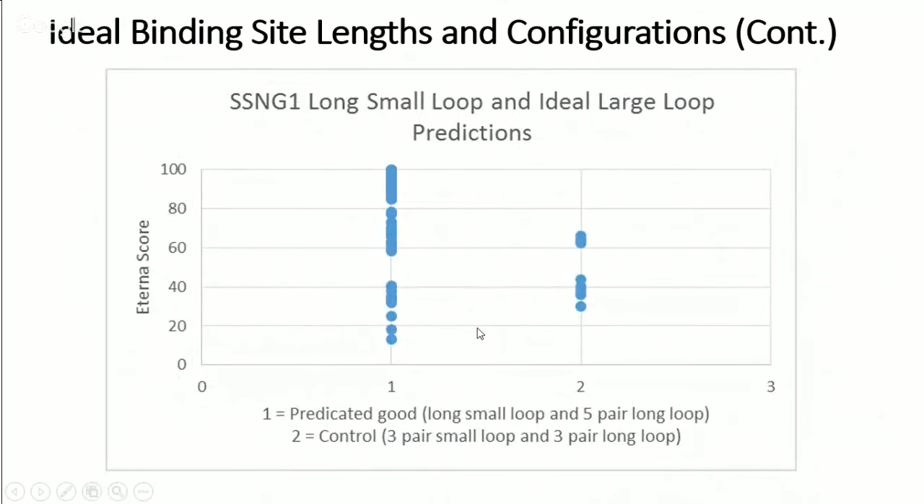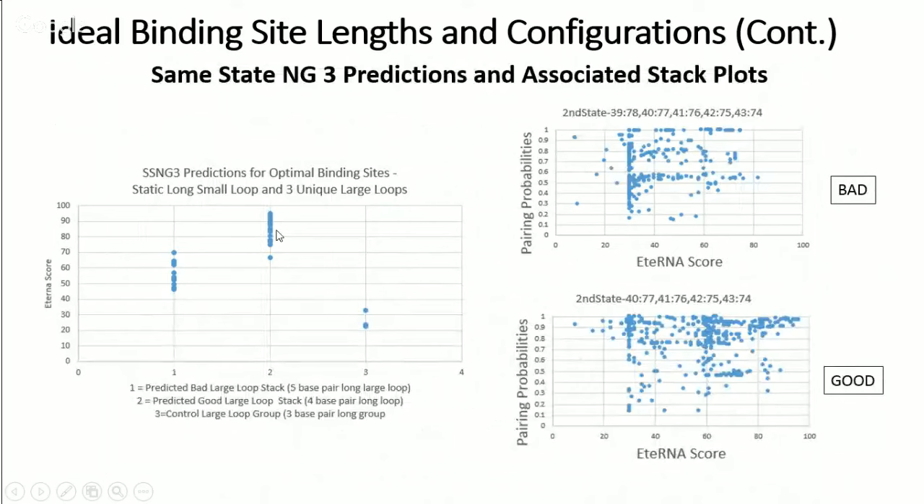For the same state, NG1, once again, has really good designs in the 100s. Same state NG2, once again, scores in the 100s. Same state NG3, predicted good, it does really good. Predicted bad, does really bad. There's a huge separation there. And you can see these plots. This is one of the things I was talking about, where you have things kind of weighted.